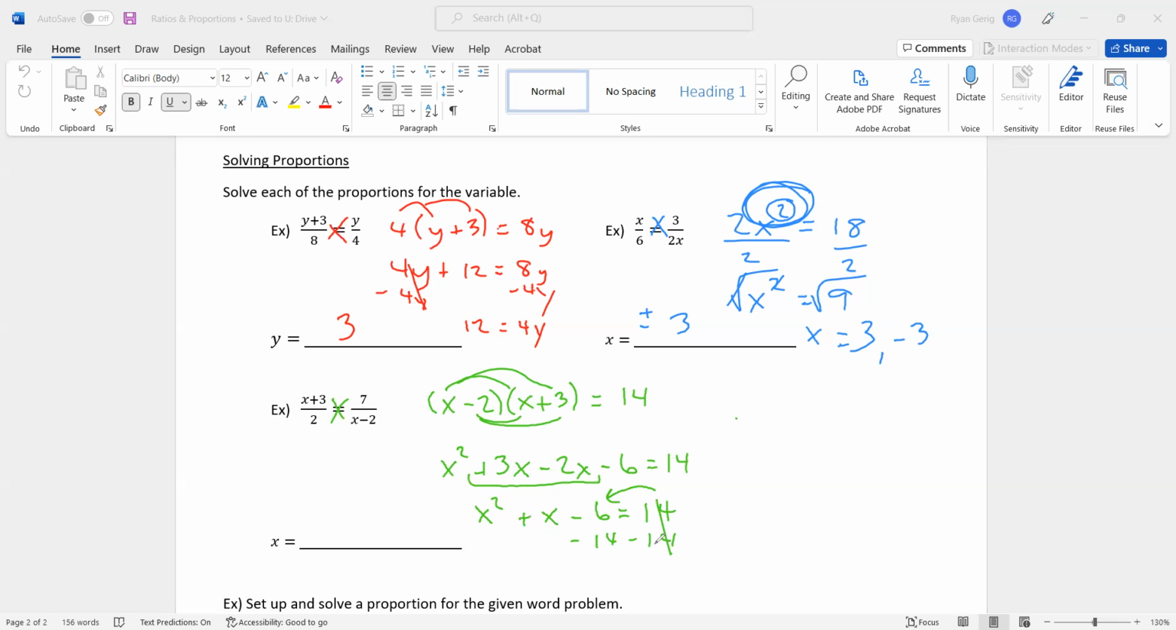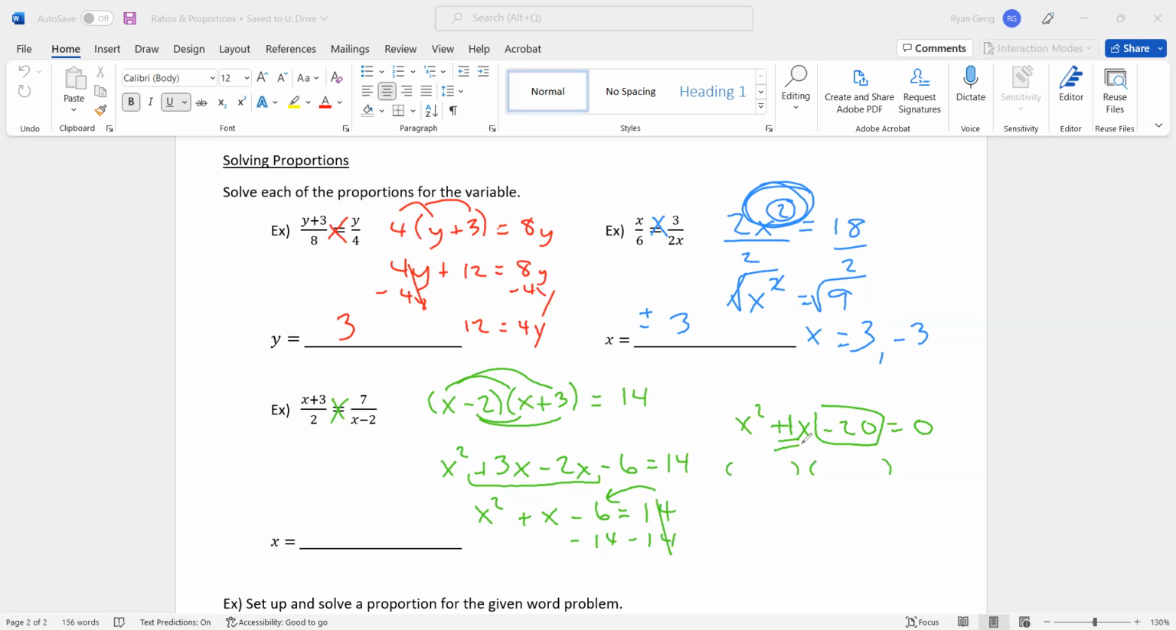Okay, so I'm going to get x squared plus x, negative 6 minus 14 is actually negative 20, equals 0. Now I want to factor this. I'm throwing pretty much all of the quadratic unit at you in one problem here. All right, I want to factor this. So I want to find two numbers that multiply to negative 20 and add to 1.